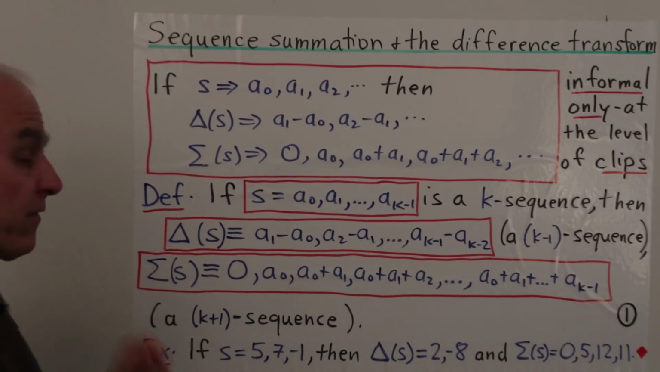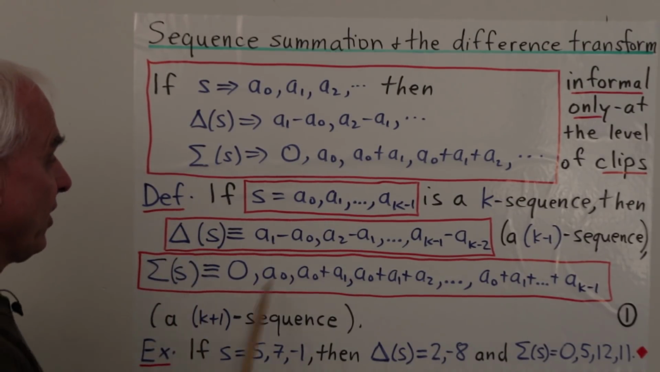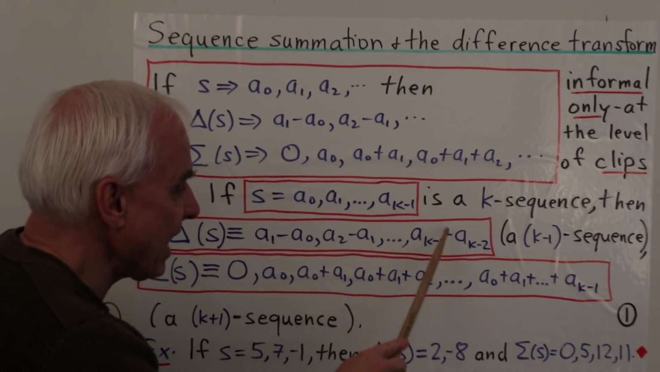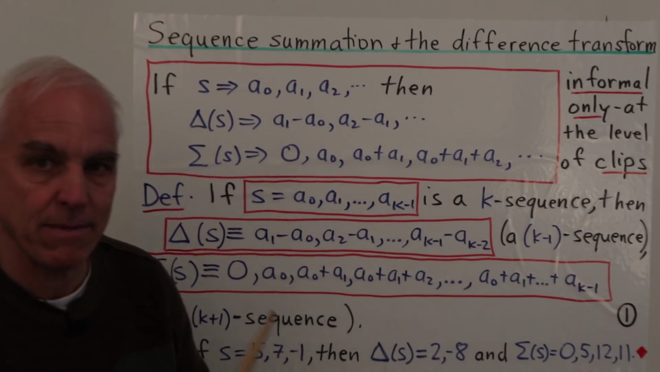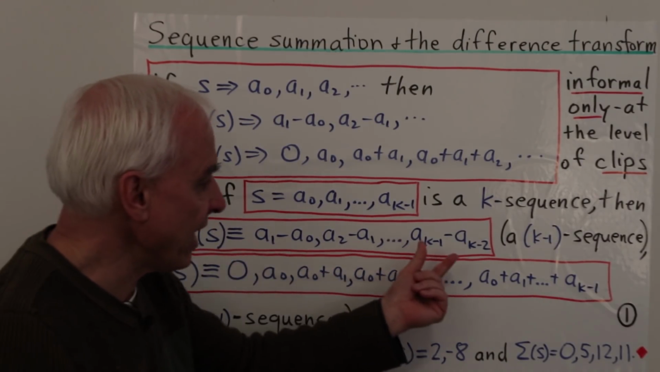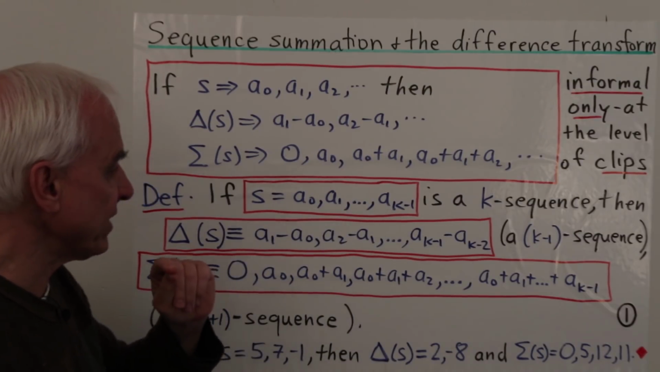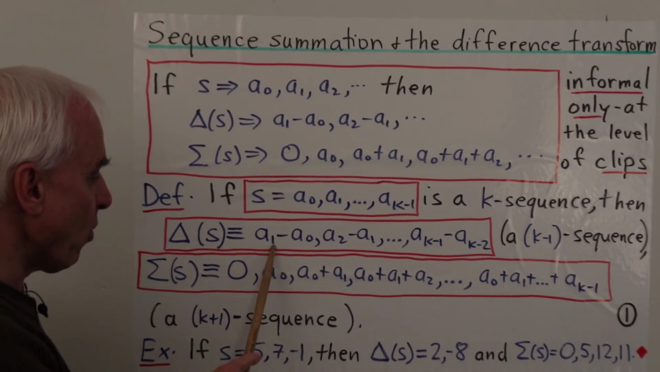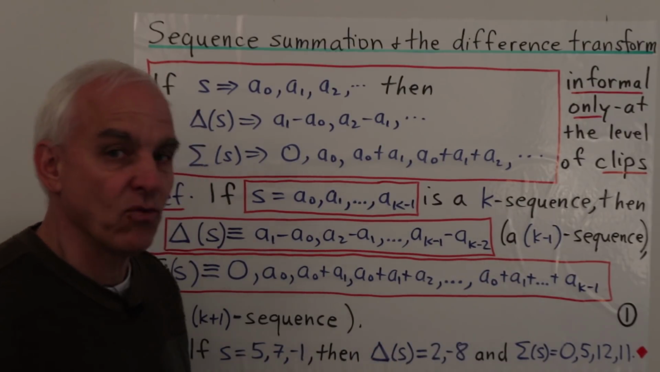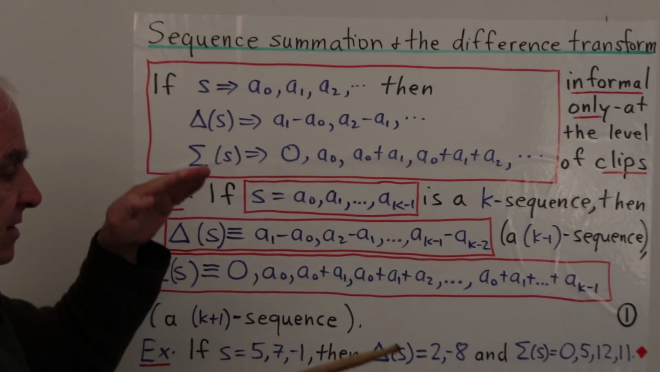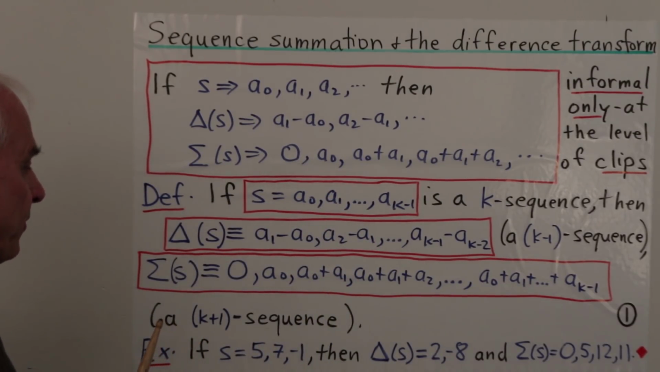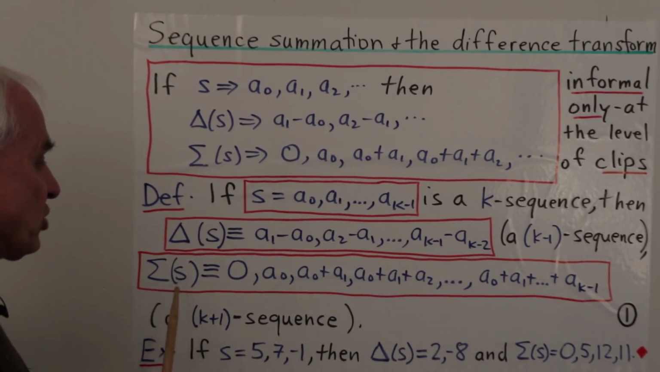Then the difference of S is A1 minus A0, A2 minus A1, up to A(K minus 1) minus A(K minus 2). Notice that there's now one less term than there was previously. We're going from an index 1 here to an index K minus 1, so there's altogether K minus 1 terms in this sequence. Taking the difference lowers the length of the sequence. On the other hand, taking the summation increases it.